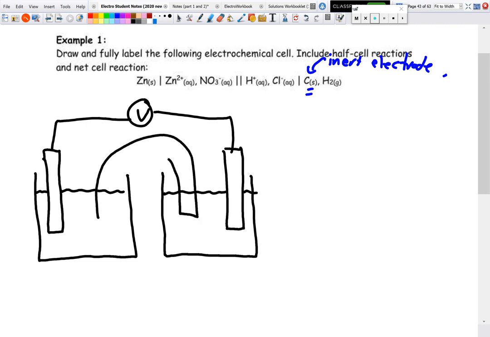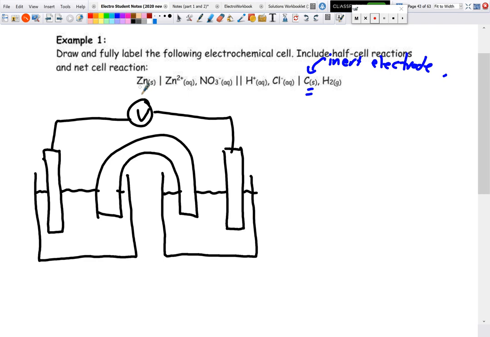And we have our salt bridge. So this is, once again, a quick, easy way of drawing it. Now it's just a matter of putting everything in. Now I'm just going to draw everything from the diagram that's up here.